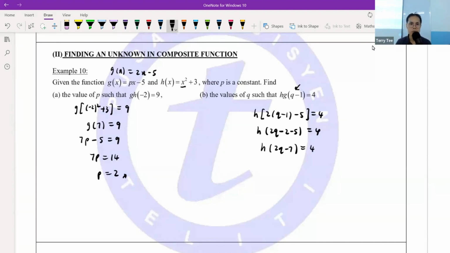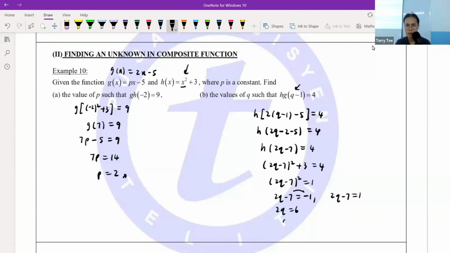Take this, put inside your h. My h(x) is x squared plus 3. My h of this bracket is this bracket squared plus 3. The result is 4. Bring it over. This should be 1. 2q minus 7 is now plus minus 1. There are two answers. Every time you square root, there's a plus and minus. In this case, the -1 will give us what? This one bring over, we get 6. q is 3, right? The second one, 2q is 8. q is 4. So there are two answers.